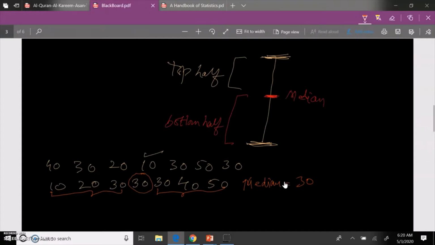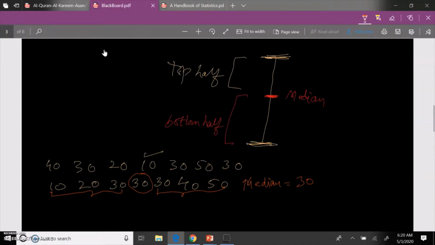So median is a value which divides our data set into two halves. One is called the bottom half, and the other one is called the top half. And median is the value which does that. If you keep this picture in mind, it will help you to understand.